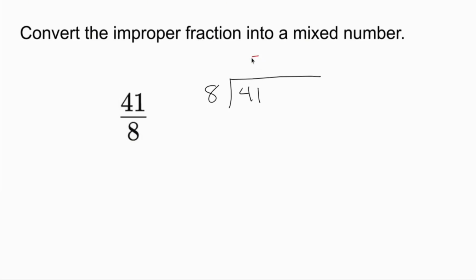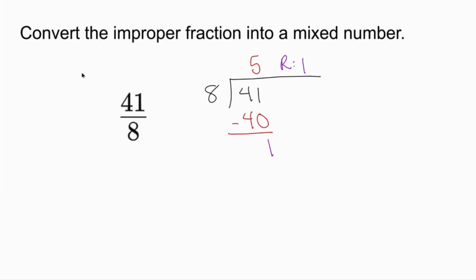Now we ask ourselves, how many times does 8 go into 41 without going over? Well, we'll say 5 times, because 5 times 8 is 40. So we write that 40 underneath, and then we subtract. 41 minus 40 is 1. With no more numbers to drop down, that means our remainder is 1.